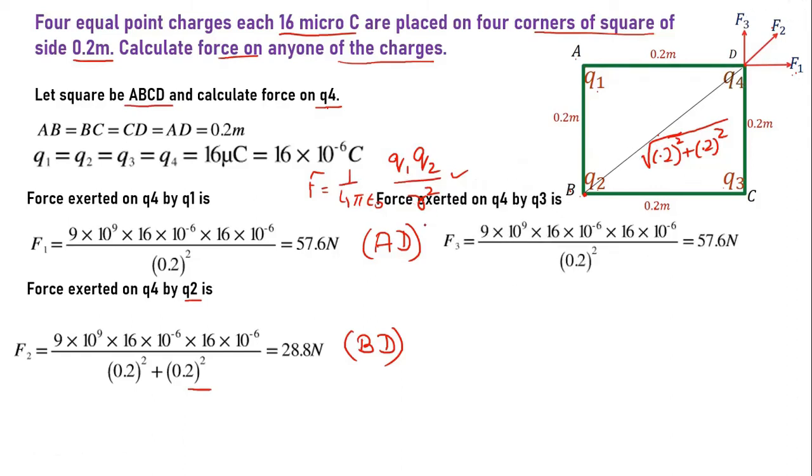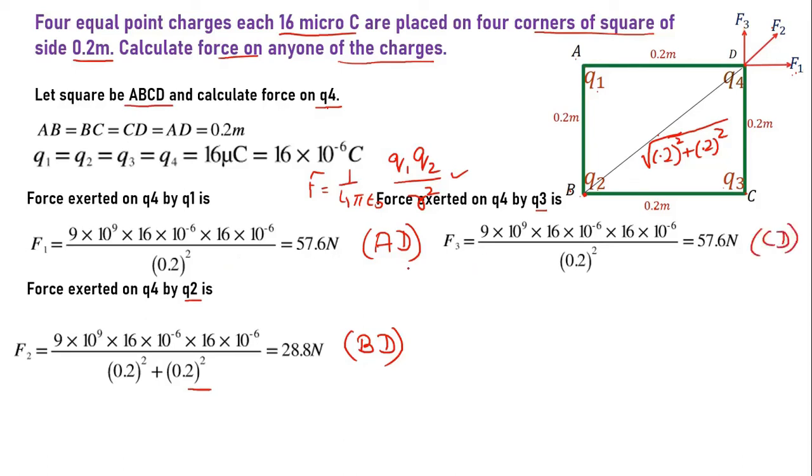Next we will calculate the force exerted on Q4 by Q3. Now where we have placed Q3? Q3 is placed at the point C. So again by using the Coulomb's law formula, that is Q1 Q2 by R square, 9 into 10 to the power 9 we have to put, Q1 Q2 the same magnitude, and the distance between D and C is again 0.2 whole square. So we will solve this part and we'll get 57.6, the same value as F1, and this F3 will be pointing along the CD direction.